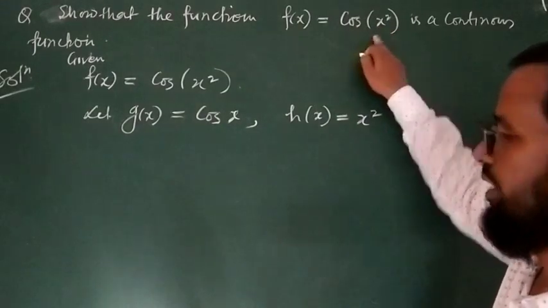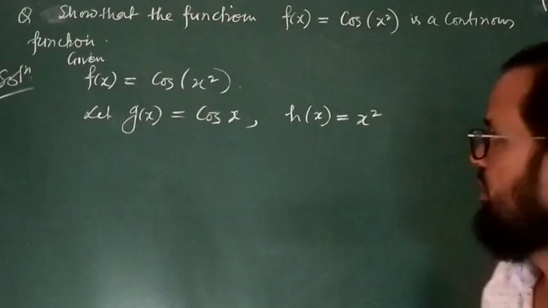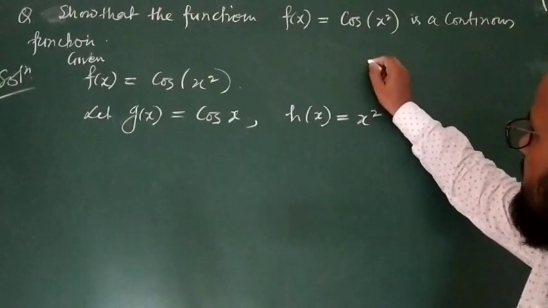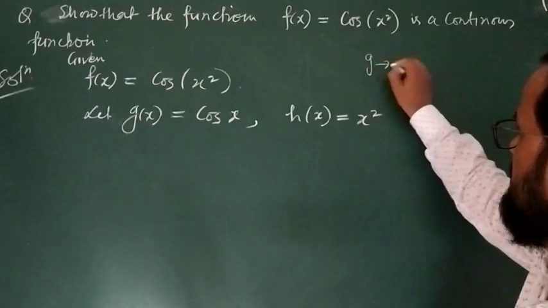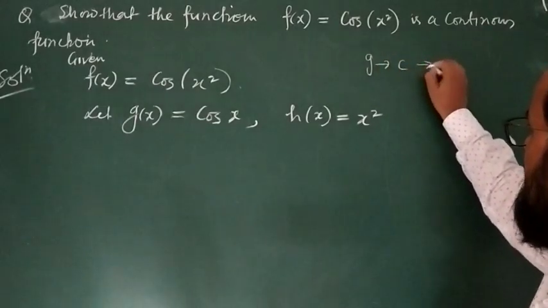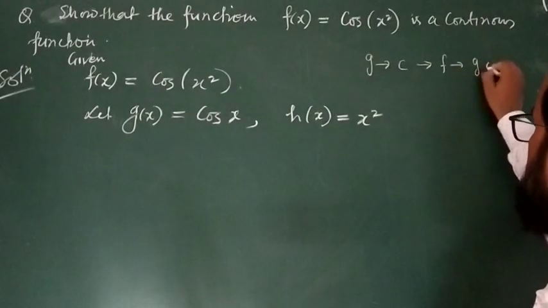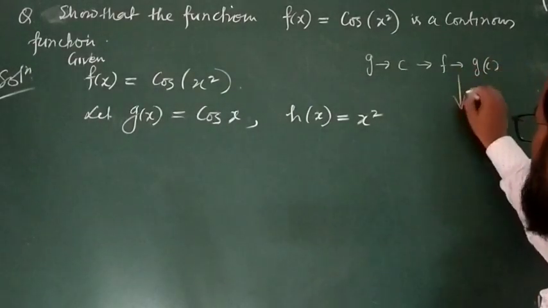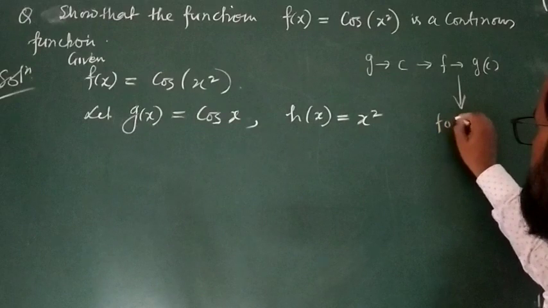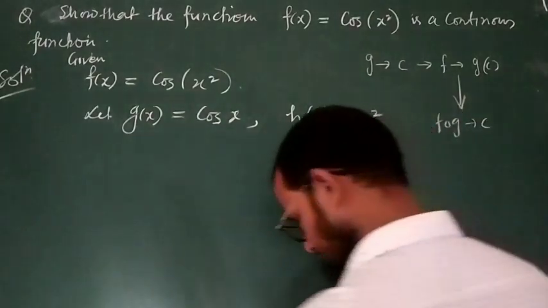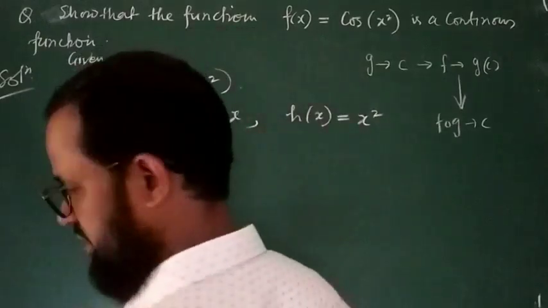So we know a particular theorem, let me remind you: if a function g is continuous at c and another function f is continuous at g(c), then we can conclude that f composite g is continuous at c. So just remind you this particular concept.